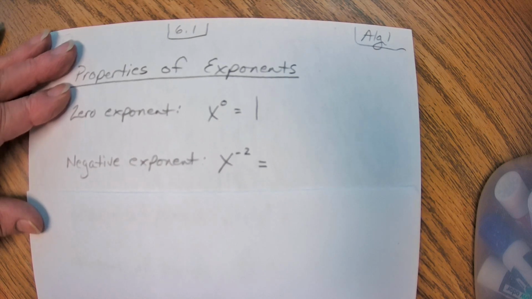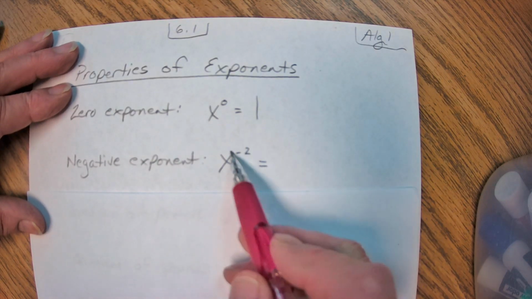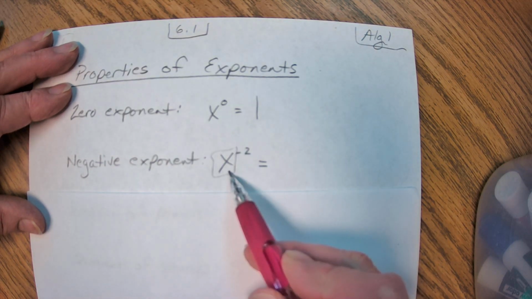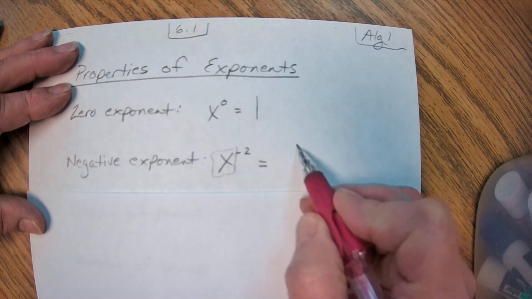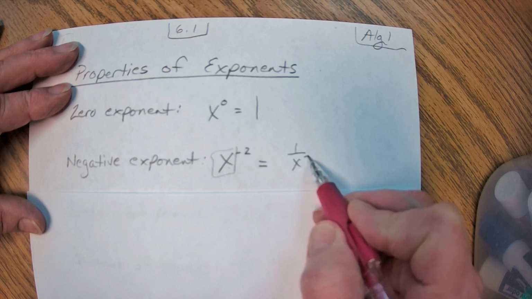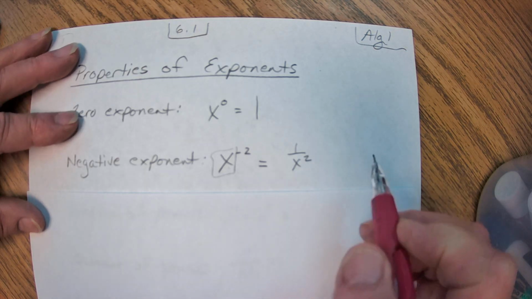The negative exponent rule is if there's a negative exponent, you take the reciprocal of the base. This part is the base. The reciprocal of x is 1 over x, and then the exponent becomes positive.